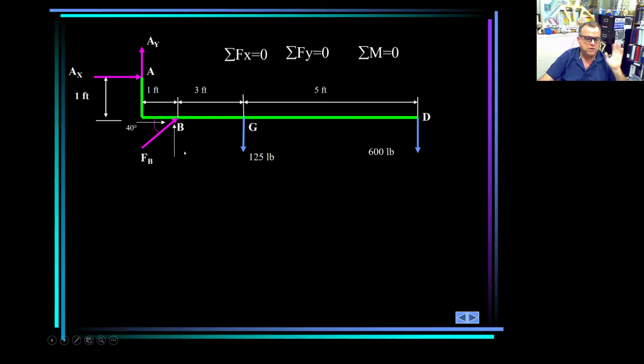Oh, the equation is there, so I don't want to go there. Summation of moments here. Let's assume clockwise positive. Why? Because I want to. Summation of moments here equals 0. Okay? So let's do that.